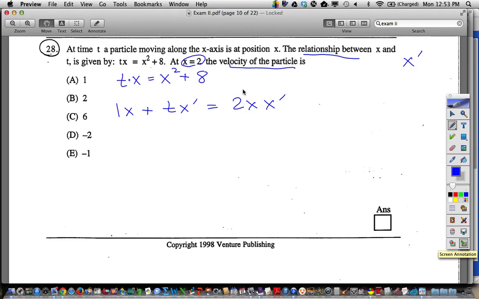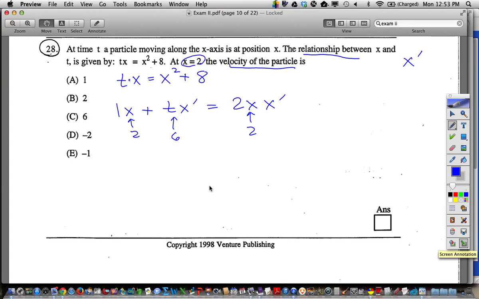Okay, so now you're off and running, and I'll just leave the rest for you, but basically we're going to plug a 2 in for that X, and we're going to plug a 2 in for that X, because that's what they told me right there, and I want to find X prime, so the only thing I'm missing is this T value right here. Any ideas how I can get that? Take the 2 and put it back into the original. If I put 2 back in for X in the original, I'll get T to be 6.